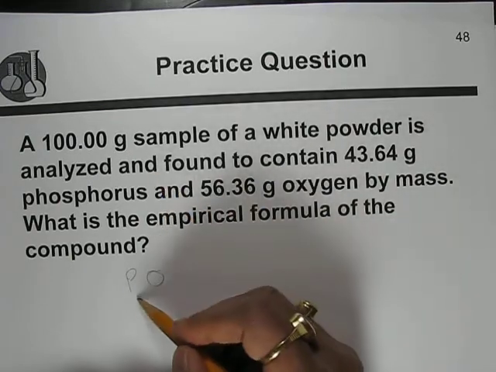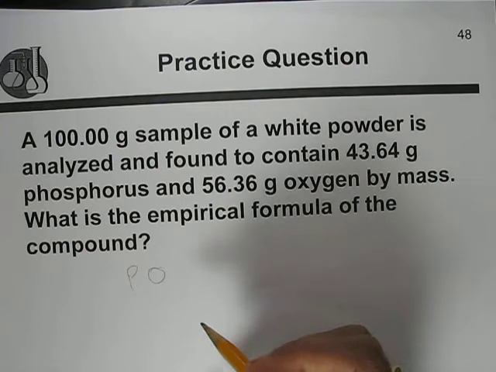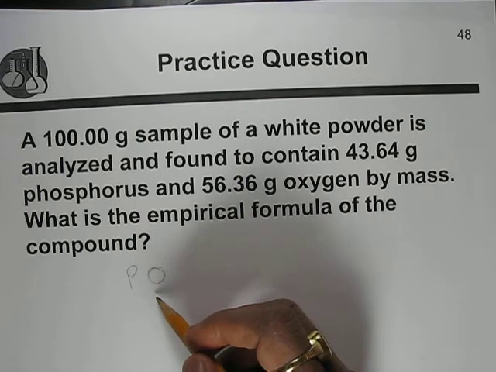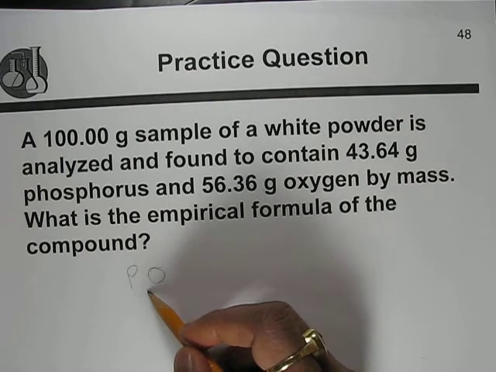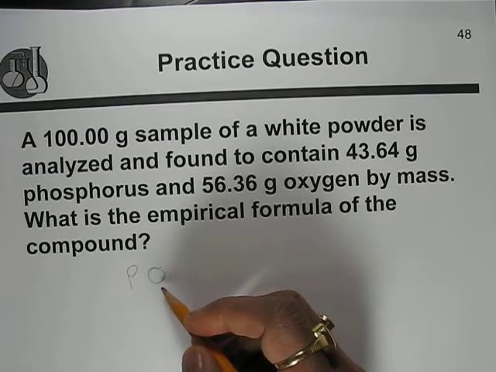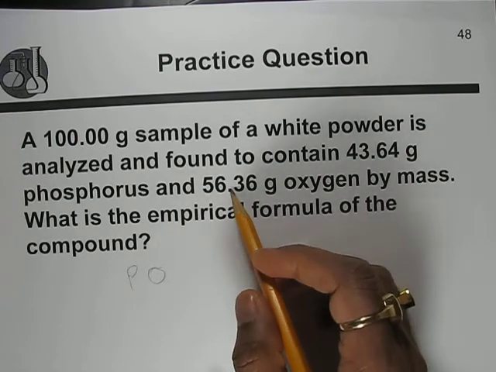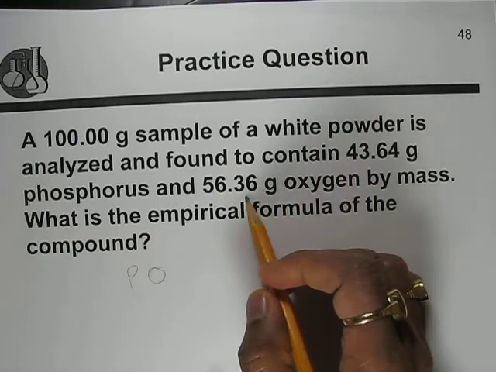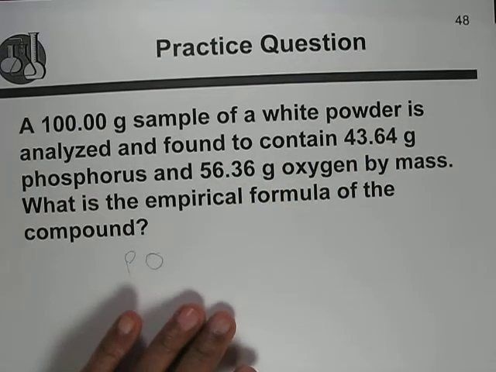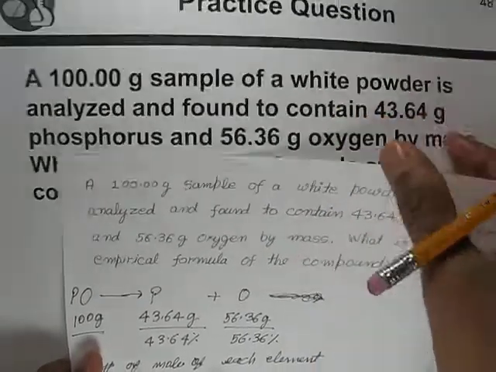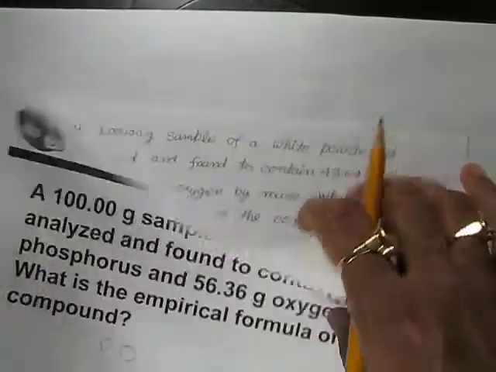So it looks like they are talking about phosphorus and oxygen. The compound will contain only phosphorus and oxygen, but we don't know what to write as the subscript here in the empirical formula. But we know the gram quantities of each element, so we have to convert gram quantities into moles, and then the number of moles will be divided. So let's see how to solve this question.